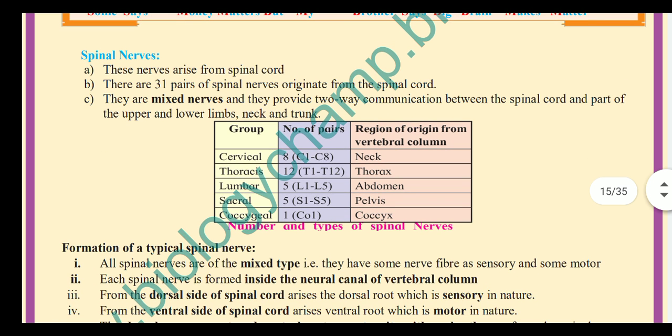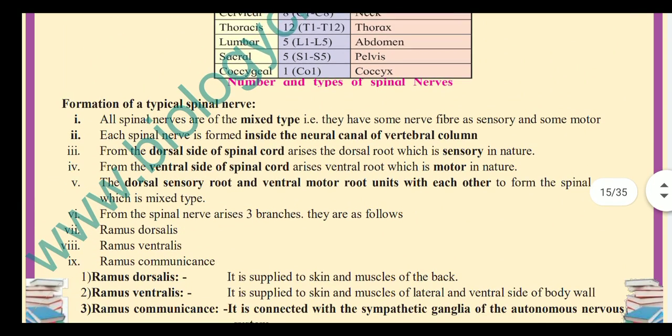So the types are cervical, thoracic, lumbar, sacral and coccygeal. These depend on which part of the spinal cord and which vertebra they come out from. Cervical is present at the neck region, thoracic at the thorax or chest region, lumbar at the abdominal region. Sacral is pelvic, and coccyx, so pelvic and coccyx, that is at the base of our body, we can say the pelvic girdle.